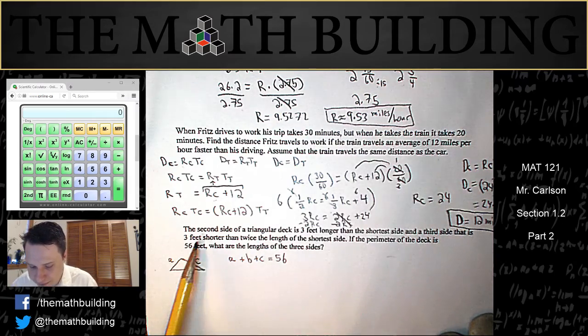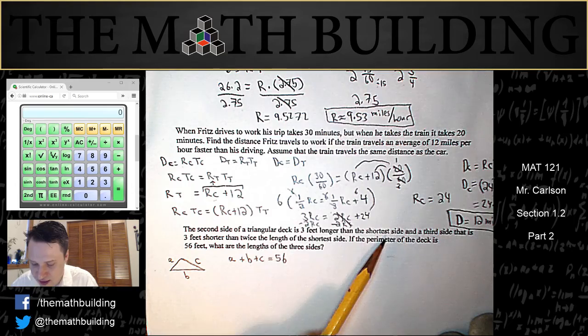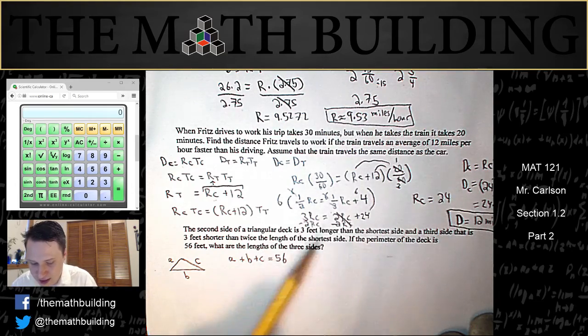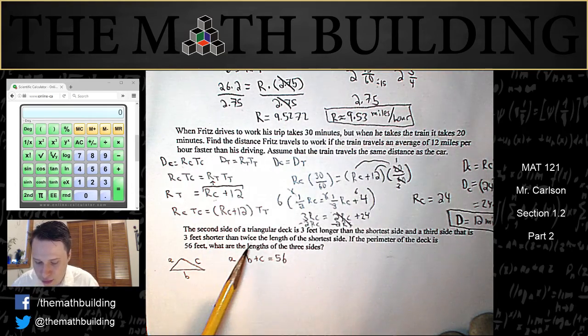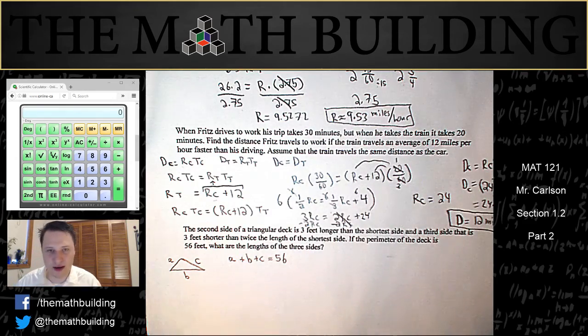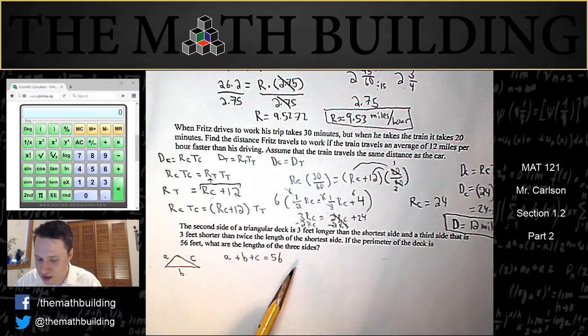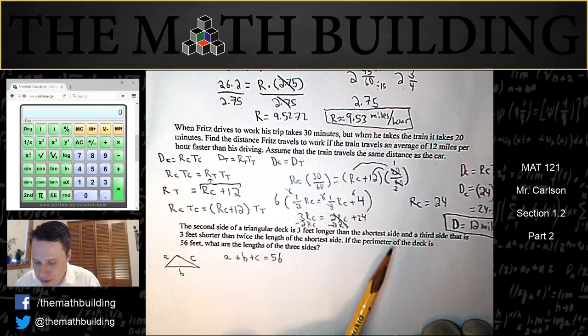So let's see. It says the second side is 3 feet longer than the shortest side, and the third side is 3 feet shorter than twice the length of the shortest side. So here's what I'm thinking. The shortest side relates to all of the other sides. If you look, the shortest side kind of governs everything. So let's take it one piece at a time.